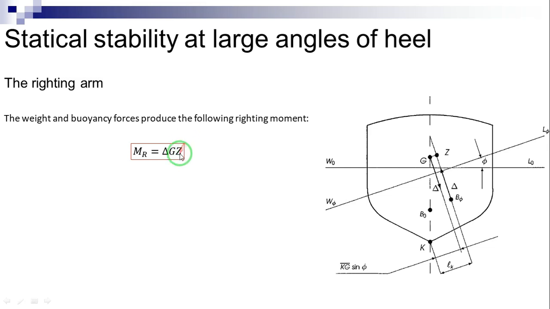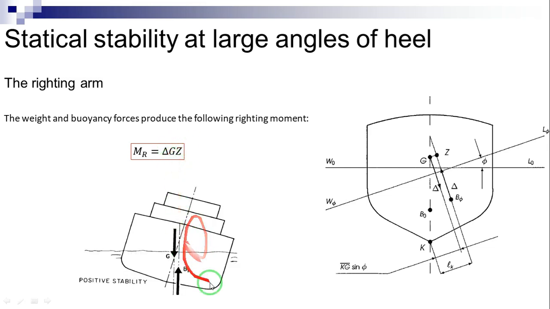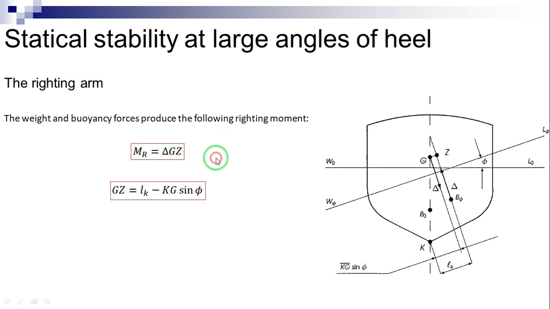Note that the righting moment exists at any inclination angle where the forces of weight and buoyancy act to move the ship toward the upright position, a situation demonstrated in this figure. As the displacement is a constant for all angles of heel, we can say that the righting moment is characterized by the righting arm GZ. Based on this figure, we can write this equation.